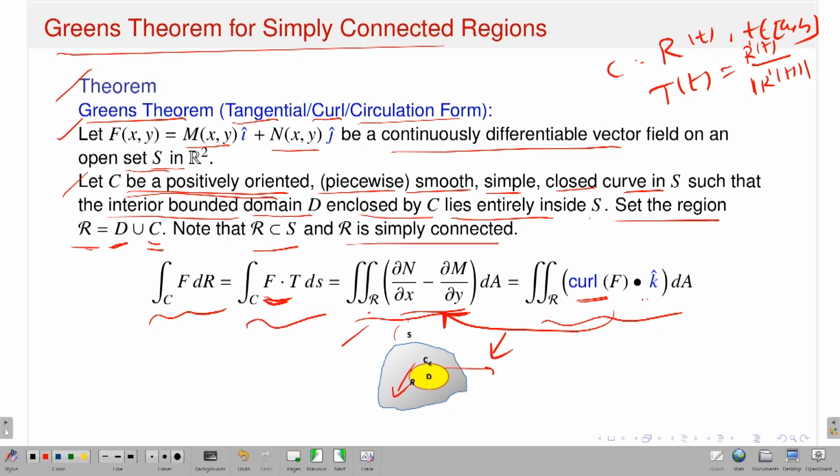In fact, you can see this integral is actually the same as the integration over D of ∂N/∂x minus ∂M/∂y. That means it doesn't matter whether I include the boundary of D or not. Even if I include the boundary of D, which is nothing but C, this double integral over R is the same as the double integral over D, because the double integral was defined in terms of the Riemann integral, and the Riemann integral over the set D or the set R, which is D union the boundary curve, is the same. So, whether I write the double integral over R or over D, both are the same. But it is very important, it is very nice.